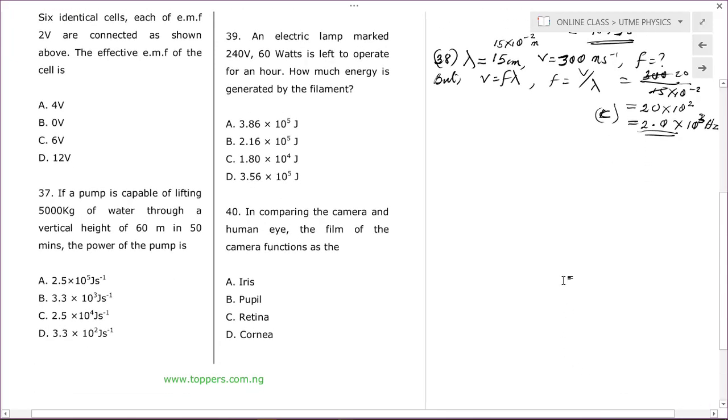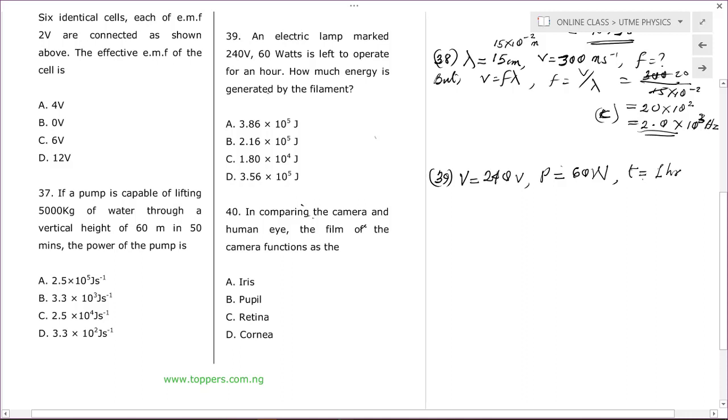Number 39 says that an electric pump, or lamp, sorry, an electric lamp with the voltage given to us is 240 volts, while the power given to us is 60 watts. Then it runs for 1 hour.